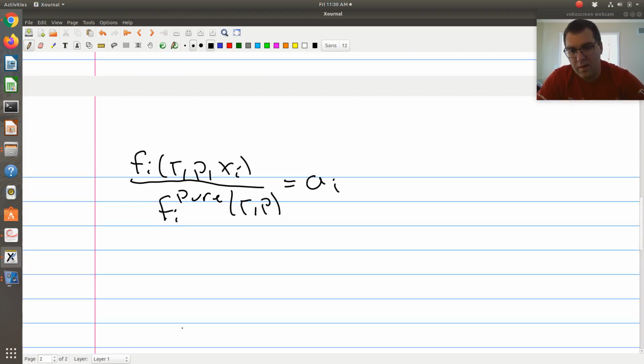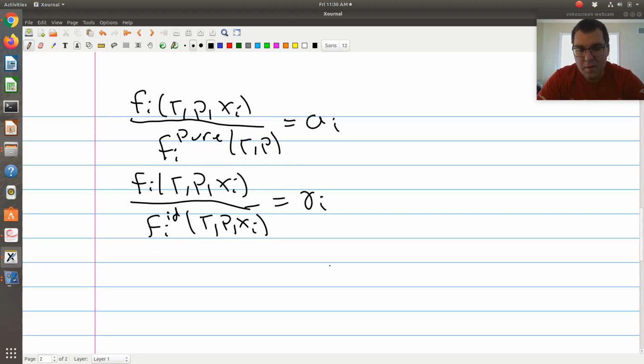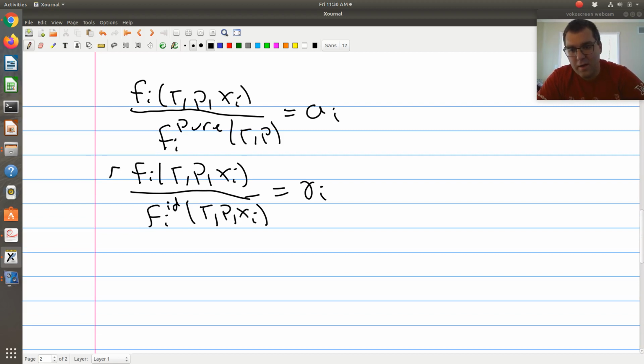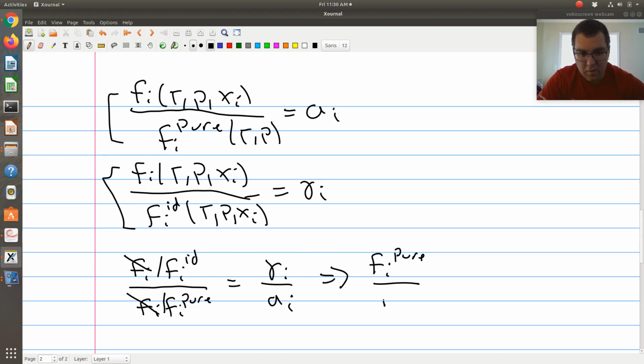From the activity coefficient, we know that Fi at T, P, and Xi relative to Fi ideal at T, P, and Xi is equal to gamma i. And so you can relate them any way you want. But if I were to divide this by that, that would give me Fi over Fi ideal divided by Fi over Fi pure, which would be equal to gamma i over ai. The Fi terms cancel, and I get Fi pure over Fi ideal is equal to gamma i over ai.